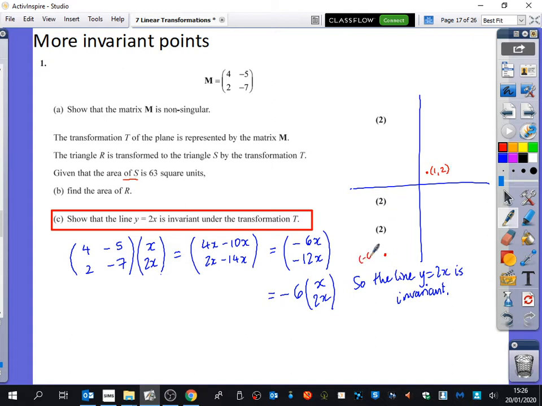And if I had a point here, it would get scaled. If I had the point, which is 2, 4, it would go to minus 12, minus 24. Sorry, that should say minus 12, shouldn't it? Yeah. So all of these points up here are not reflected. They are kind of going through.